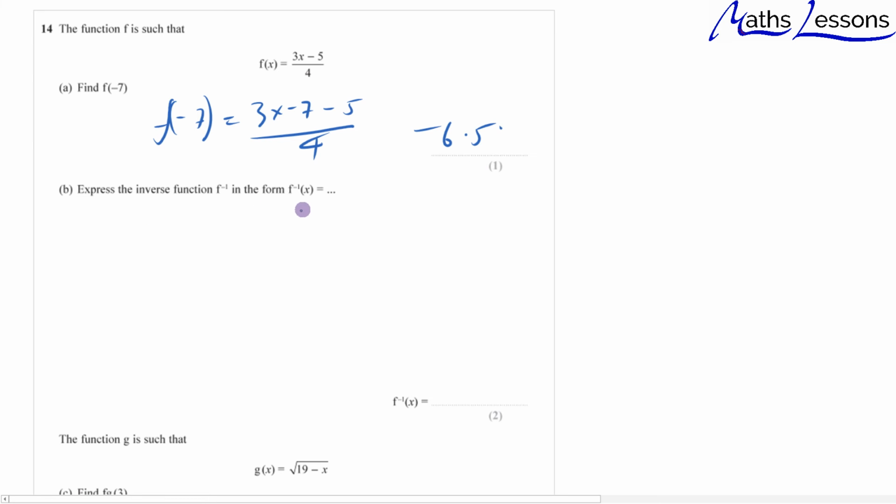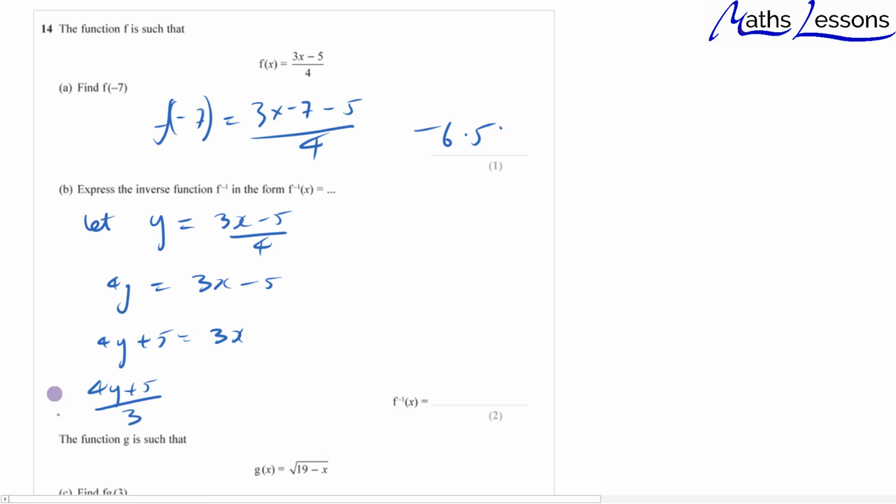Express the inverse function f minus 1 in the form f minus 1 of x. Okay, there's 2 ways to do this. I'm going to use the most general way. Always works, no matter what type of function. Let y equal the function. Then you make x the subject. So we're going to get 4y equals 3x minus 5. Add the 5. Then divide by 3. We can't write this as our inverse function yet. Remember, it's f minus 1 of x equals. So we replace the y with x again. And that becomes our inverse.